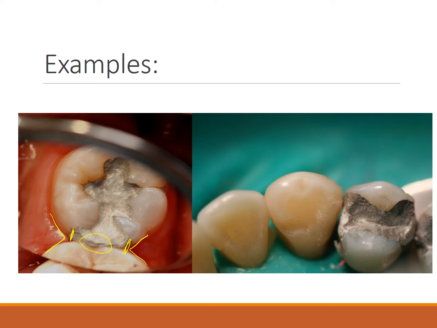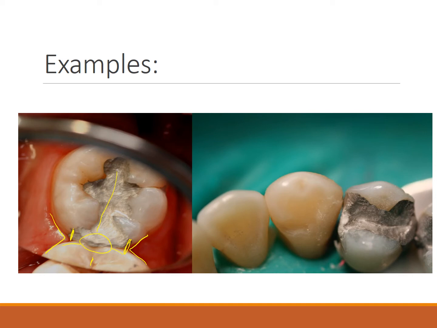So the marginal ridge should be shaved down to match the same height as the adjacent tooth, and the lack of grooves and anatomy on this filling can also be improved, keeping in mind that the central groove should line up with the central groove of the next tooth as well.